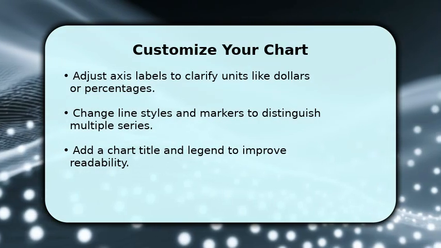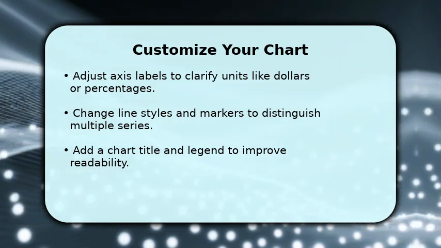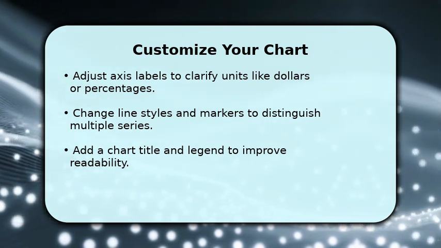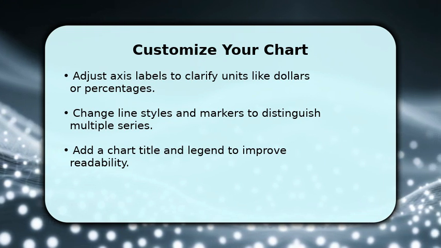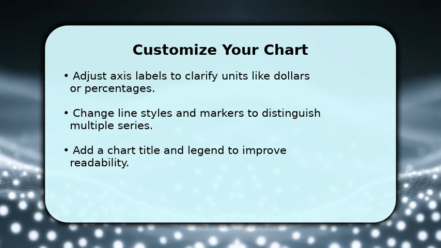Tweak the axes and labels to make your message clear, and pick contrasting colors for each series so trends stand out. Add markers when points matter, and use a concise title that tells viewers what the chart compares. Finally, position the legend where it does not overlap data for a clean result.